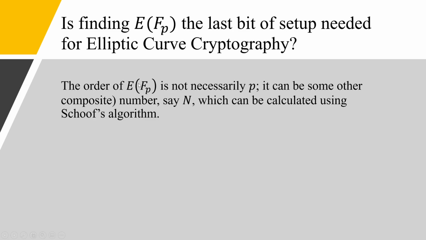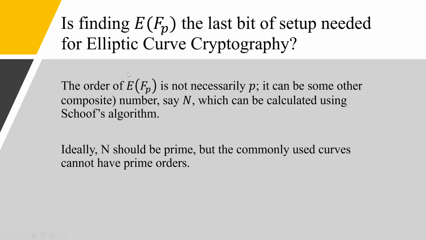And we call the order of the restricted elliptic curve capital N, and it can be calculated using an algorithm which we won't discuss too much. It's enough if we remember that there is a way to calculate capital N from knowing the restricted elliptic curve. So ideally N should be prime, but the commonly used curves cannot have prime numbers.